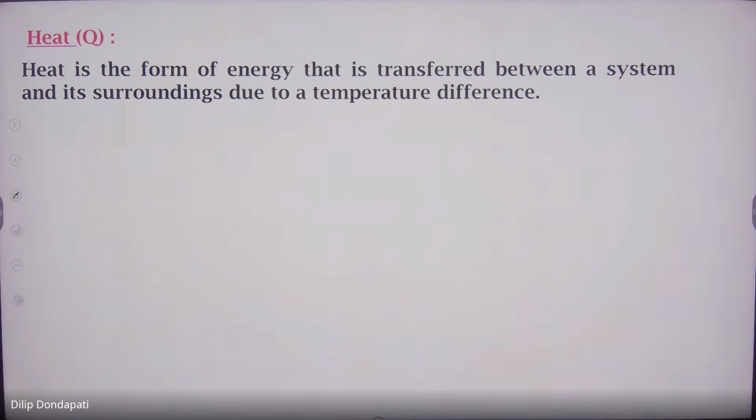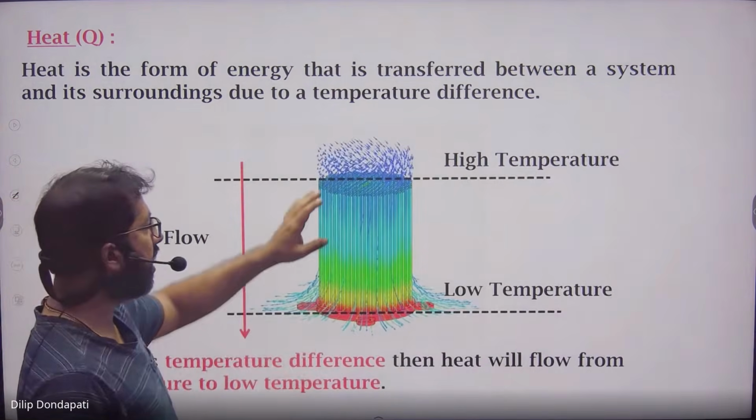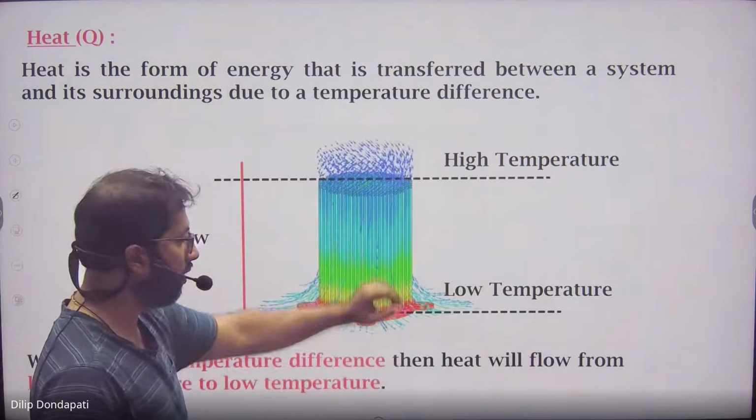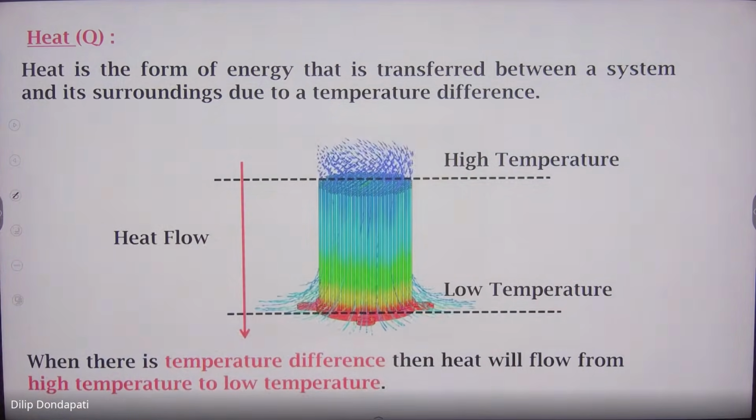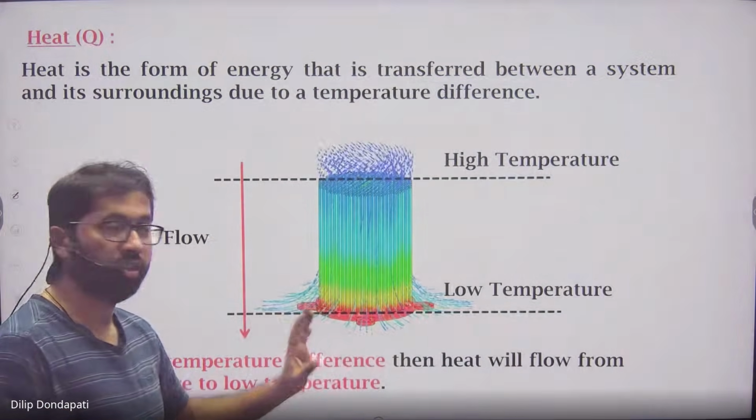One is, heat is a form of energy that is transferred between a system and surroundings due to temperature difference. Look, when there is a temperature difference, heat transfers from higher to lower temperature. Heat transfers from higher to lower. This one you know already.